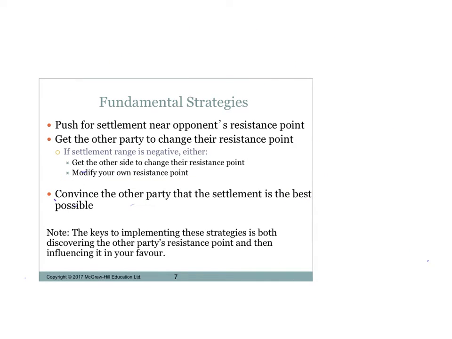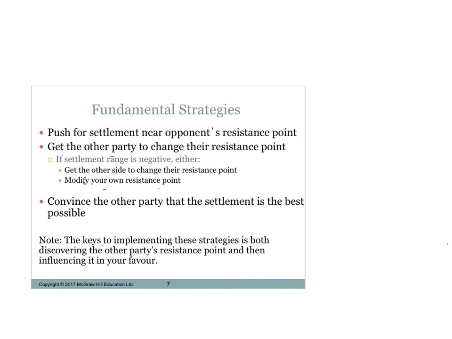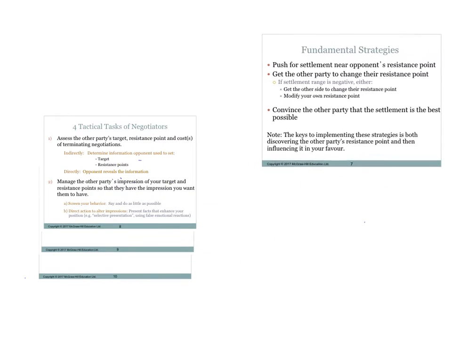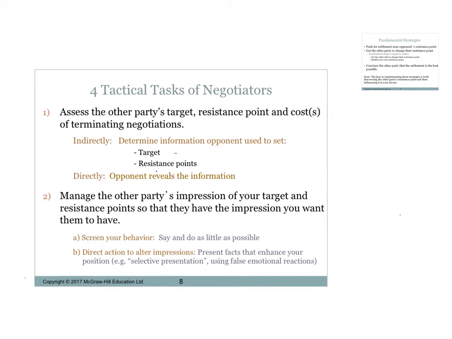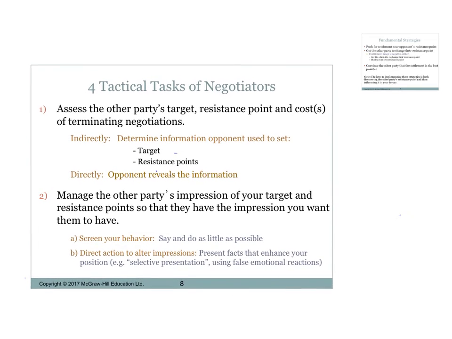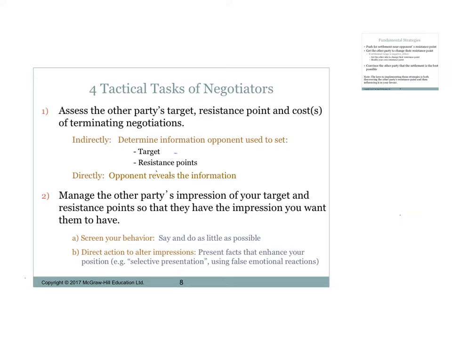Next, we're going to look at 4 tactical tasks of negotiators. And what this means is really these are things we need to do in parallel with our strategies and other tactics to really make sure we manage the negotiation well and that we're not caught off guard. A couple of these are specific tactics, which I will identify to you, but the others are more things that we would do on an ongoing basis and support the strategies and tactics that we utilize.